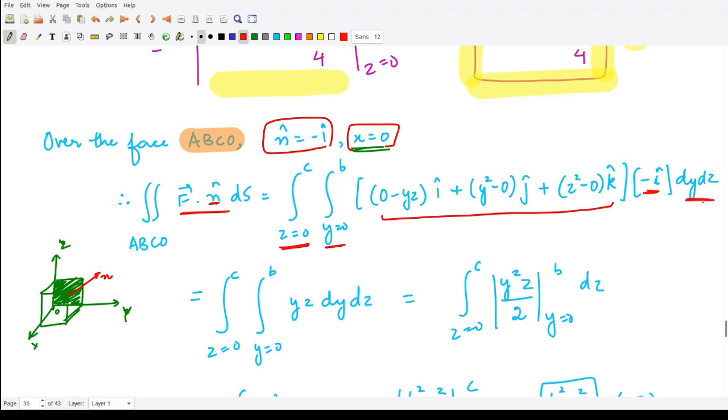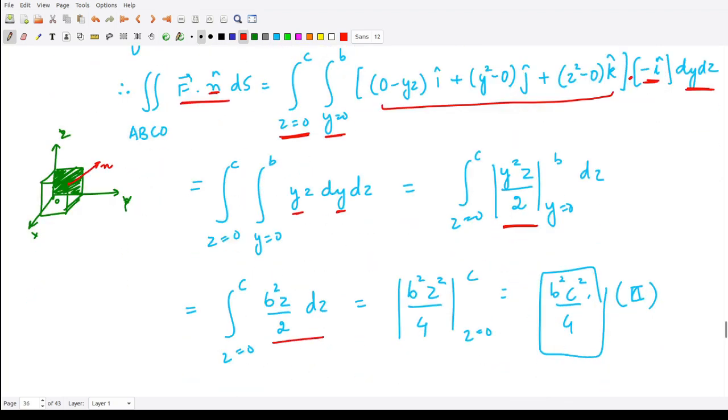So that is why we are performing integration with respect to y and z. So when you take the dot product of these two vectors, j into i would be 0, k into i would be 0, i into i would be 1. In fact, we have minus, so it would be minus and minus, they will become plus. So we have yz dy dz. So when you perform the integration with respect to y, you have this quantity, and then you can substitute the limits. Then you can also perform the integration with respect to z, so it would be this.